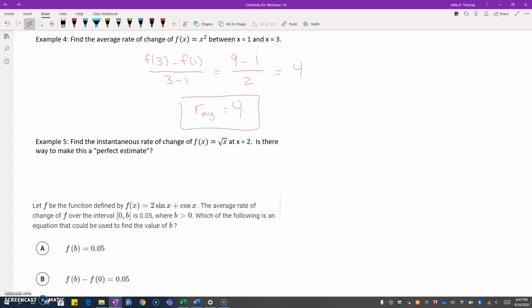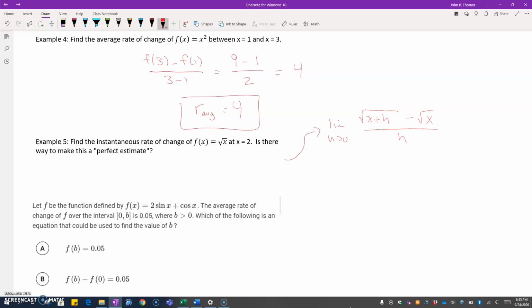Now, example 5 is kind of one of the key examples here. It says find the instantaneous rate of change of f of x equals root x at x equals 2. So we're going to take this and look at it from a limit perspective. So I'm going to come over here and we're going to look at the limit as h goes to 0 of square root of x plus h minus square root of x all over h. So again, that's the slope formula from the input x plus h to x. And we're letting that gap between them, so the change in x, drop to 0 with a limit.